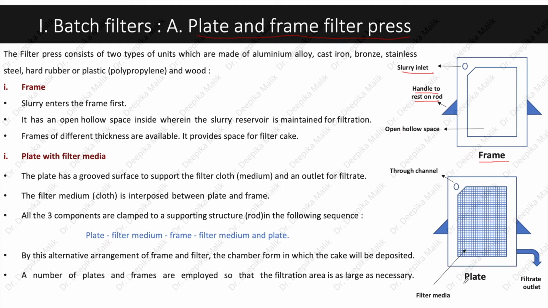Second part of the filter press includes the plate with filter media. As you can see in the diagram, the plate has a grooved surface to support the filter cloth or medium and an outlet for the filtrate. The filter medium is interposed between the plate and frame.